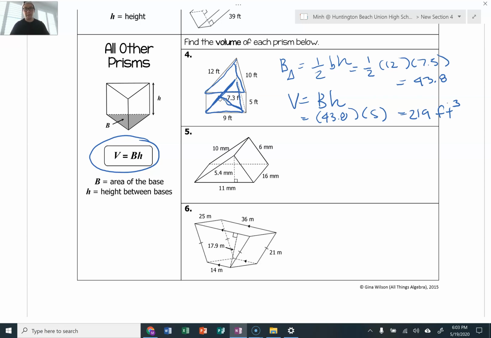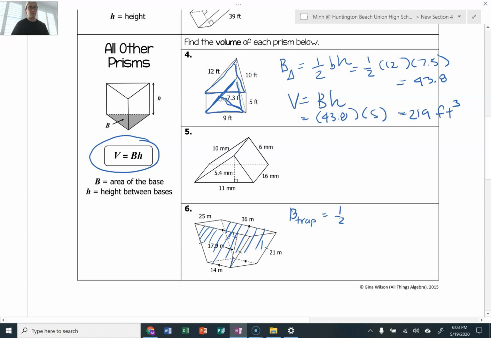Looking at number 6, this is a trapezoidal prism. How do we know? Well, the trapezoid right over here, I'm going to shade that right there. This trapezoid is the same as this trapezoid, and they're running parallel to each other. So that's going to be our base. We just need to find the area of the base. So the area of the base is a trapezoid, right? That's going to be 1/2, right?